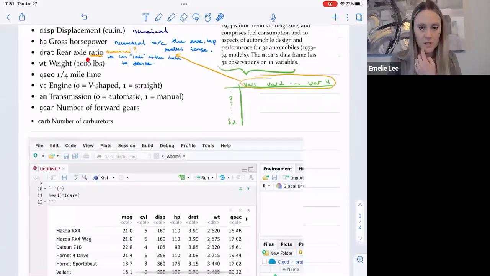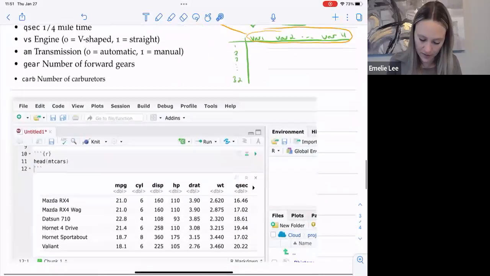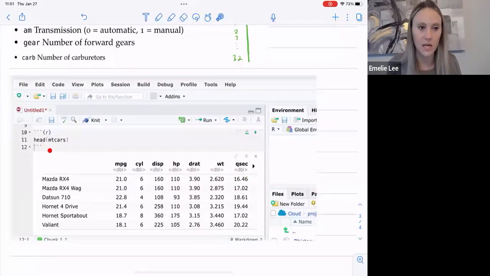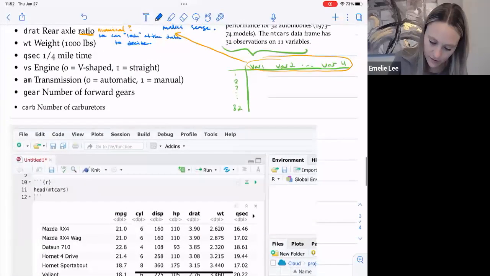So for the rear axle ratio, what we said was we can look at the data to decide. Now, I'm going to look at this data. What I did was I used the head command, and the drat column here.